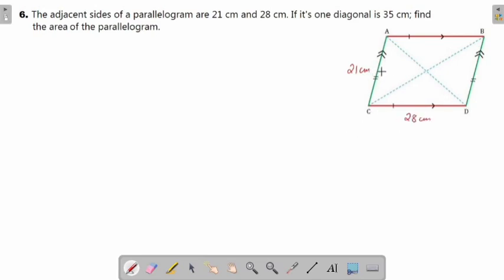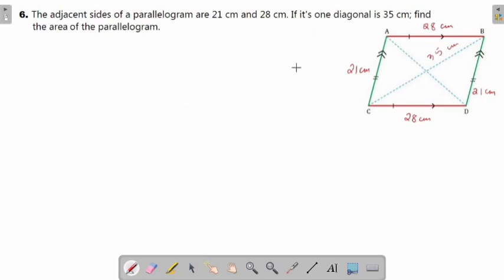Now all of you know in a parallelogram, this side and this side will be equal, so this will also be 21 centimeter. Similarly this side and this side will be equal, so let me take this to be 28 centimeter. Here it is said that one of the diagonals is 35 centimeter. We have two diagonals, so let us consider this diagonal to be 35 centimeter. You need to find the area of the parallelogram.